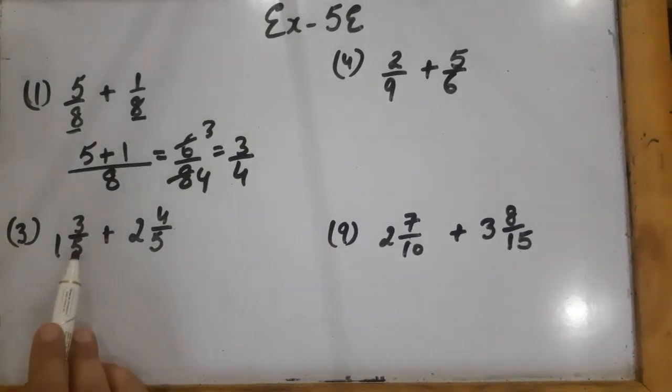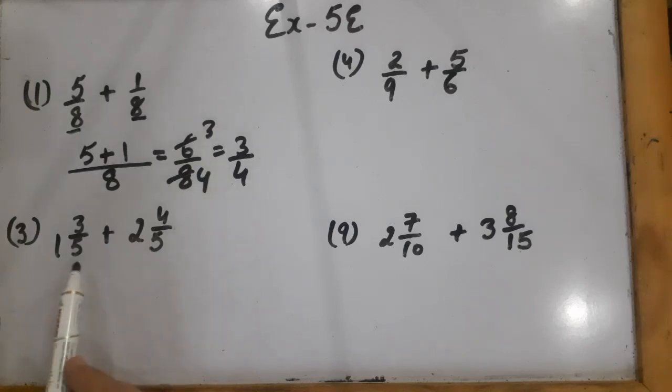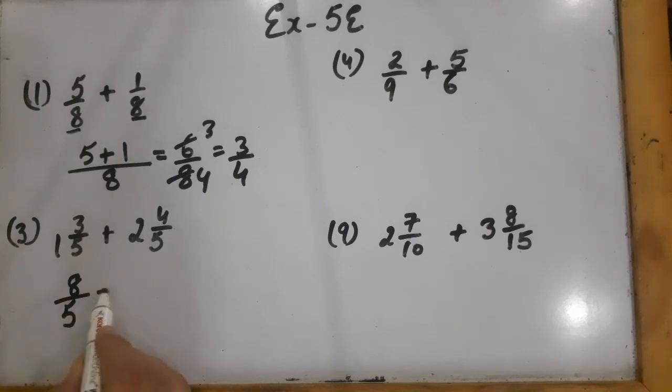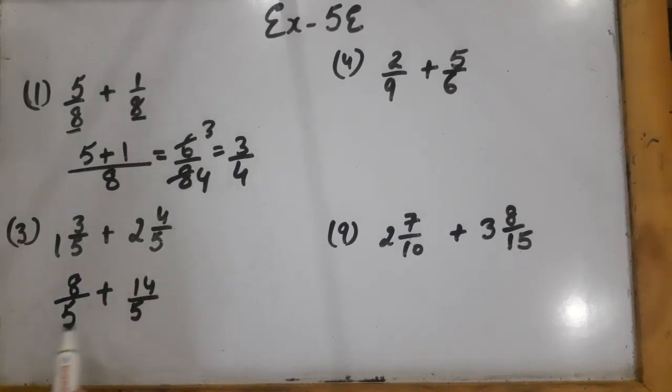In the third one, what are these? These are mixed fractions, and mixed fractions can be converted into improper fractions. So let us first convert them into improper fractions, like 5 into 1. 5 ones are 5 plus 3. So this becomes 8 upon 5. And 5 multiplied by 2, 5 2s are 10. 10 plus 4 is 14. 14 upon 5. Now these again are like fractions because they have the same denominators.